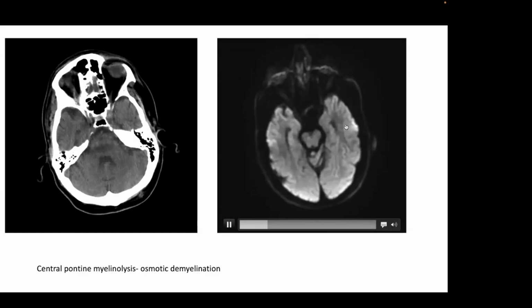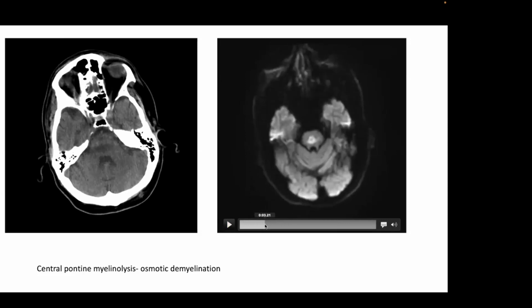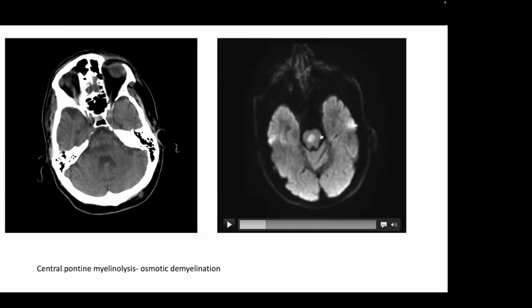Here's the MR scan. Now you notice this lesion that's squarely in the center of the midbrain and pons. So when you see a lesion like that, you should be very skeptical that this is ischemic. And this patient had a history of rapid correction, was an alcoholic with rapid correction of sodium. So this is most consistent then with central pontine myelolysis, which, as I say, is often now called osmotic demyelination.